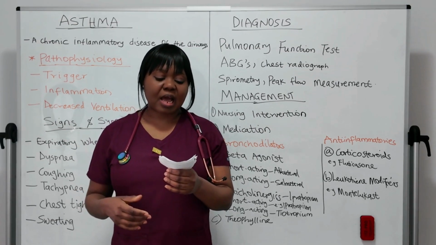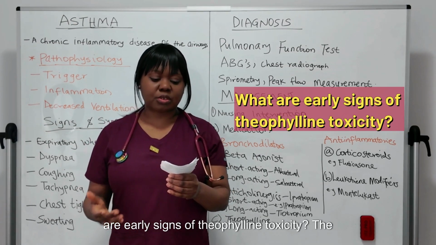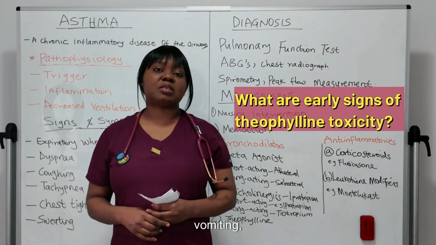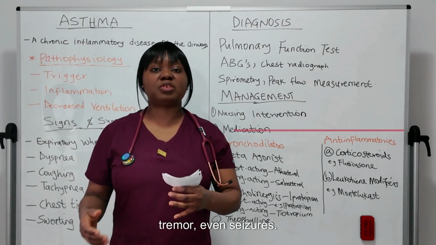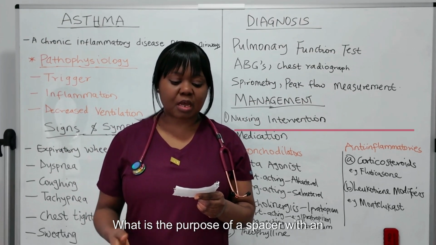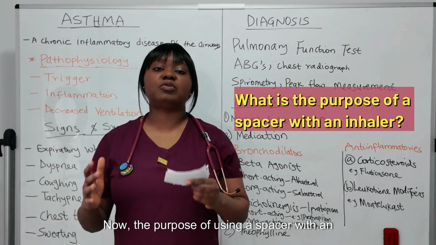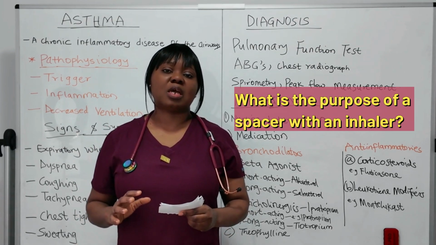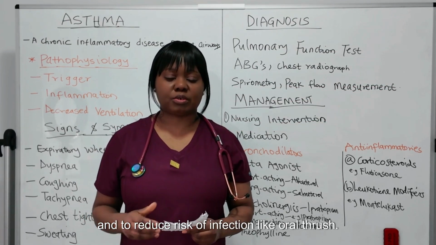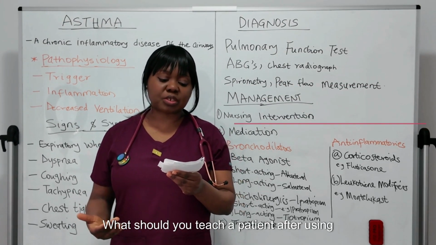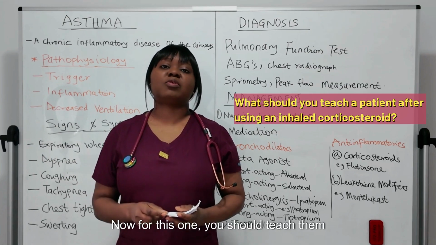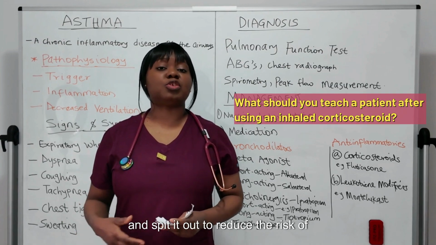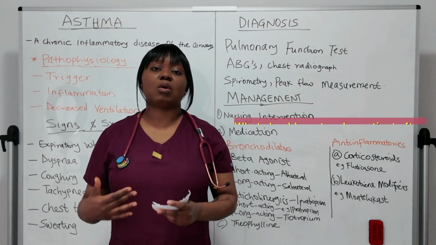Next question. What are early signs of theophylline toxicity? The early signs include nausea, vomiting, restlessness, tremor, and even seizures. What is the purpose of a spacer with an inhaler? The purpose of using a spacer with an inhaler is to get as much medication into the lungs as possible and to reduce the risk of infection like oral thrush. What should you teach a patient after using an inhaled corticosteroid? You should teach them to rinse their mouth with water and spit it out to reduce the risk of developing an infection like oral thrush.